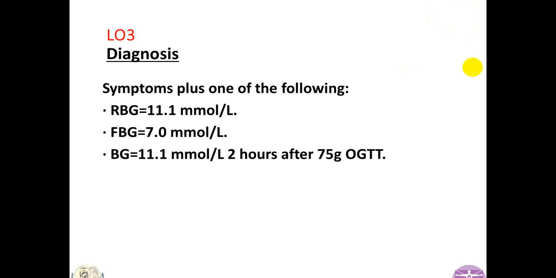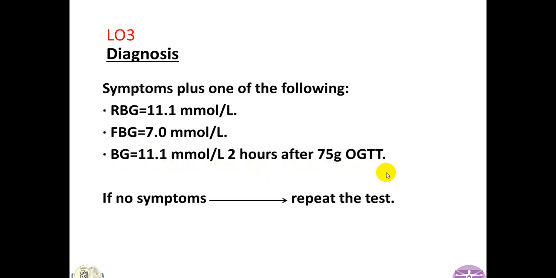Or by doing what is called the OGTT, and by OGTT we mean oral glucose tolerance test. Here we give 75 gram of glucose dissolved in a bottle of water to the patient, and we measure blood glucose 2 hours after that. If it is above 11.1 millimole per liter, this is diagnostic of diabetes.